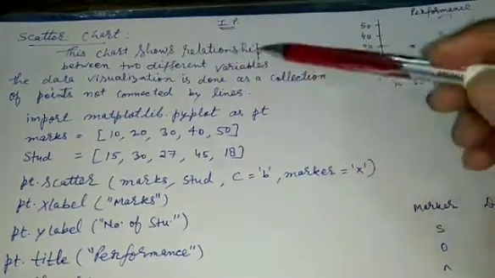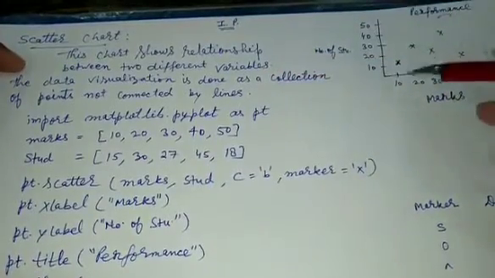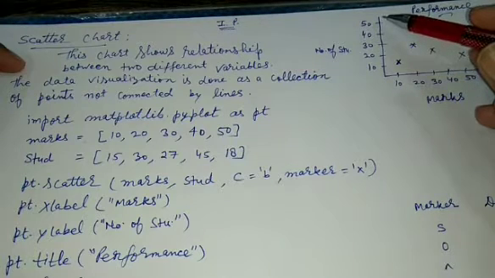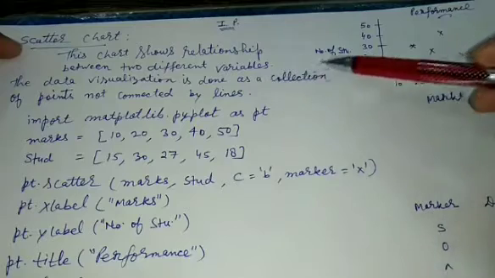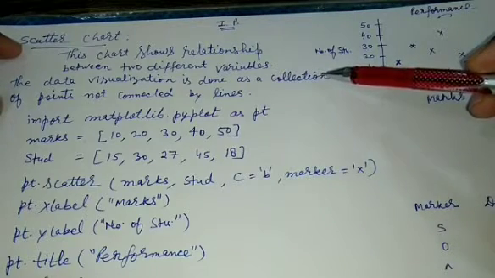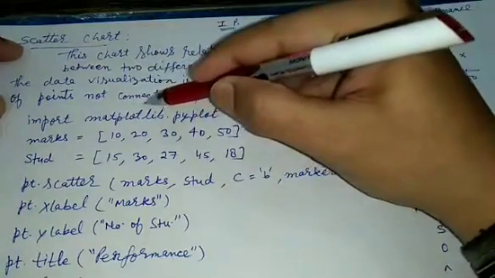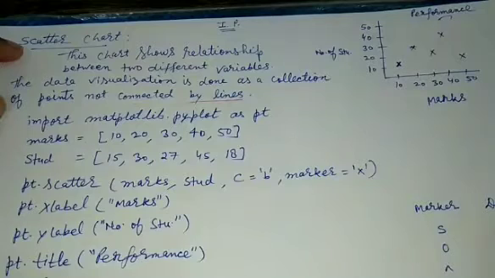This chart shows the relationship between two different variables, one along the x-axis and the other along the y-axis. The data visualization is done as a collection of points not connected by lines, as I previously told you. These points are not connected through a line, and this type of chart is called a scatter chart. So how to draw this chart in Python?